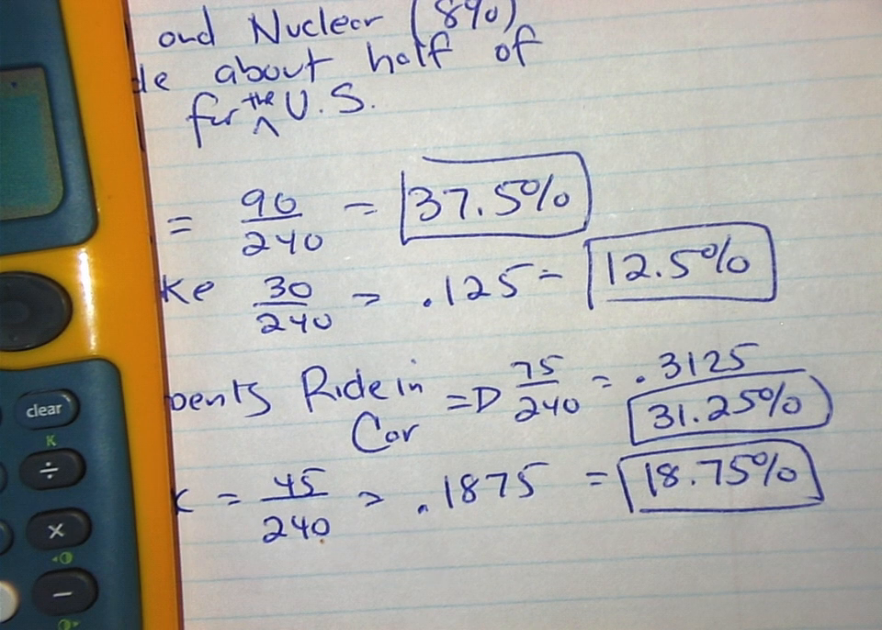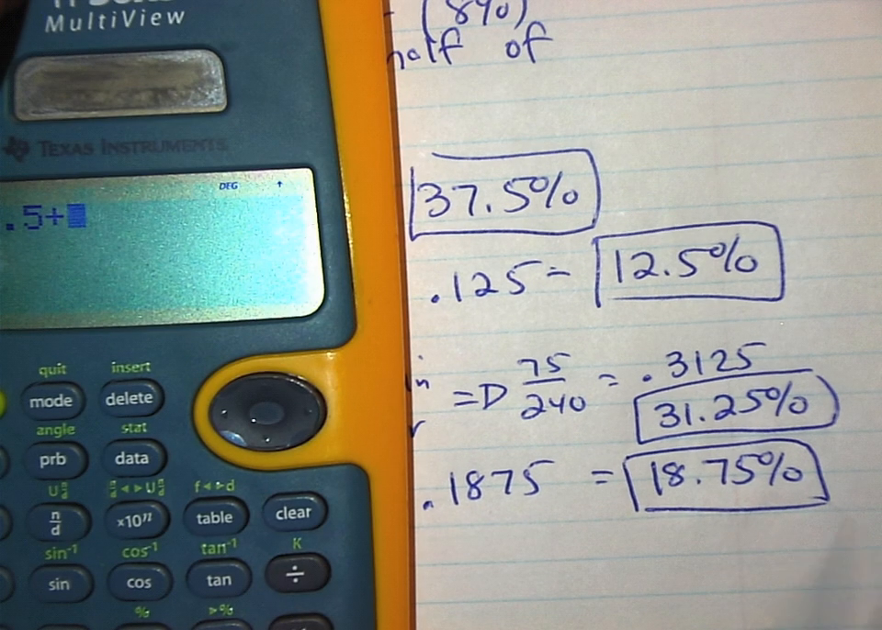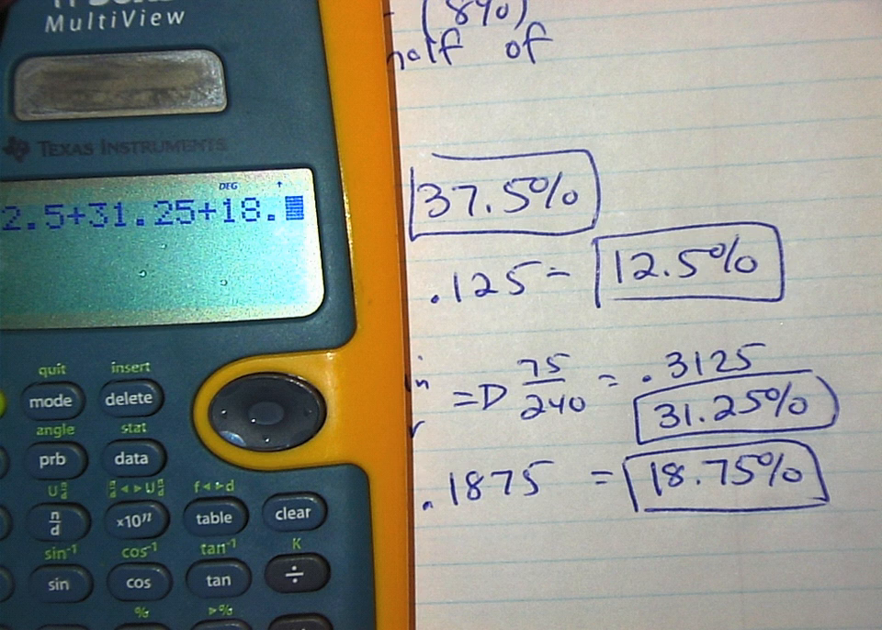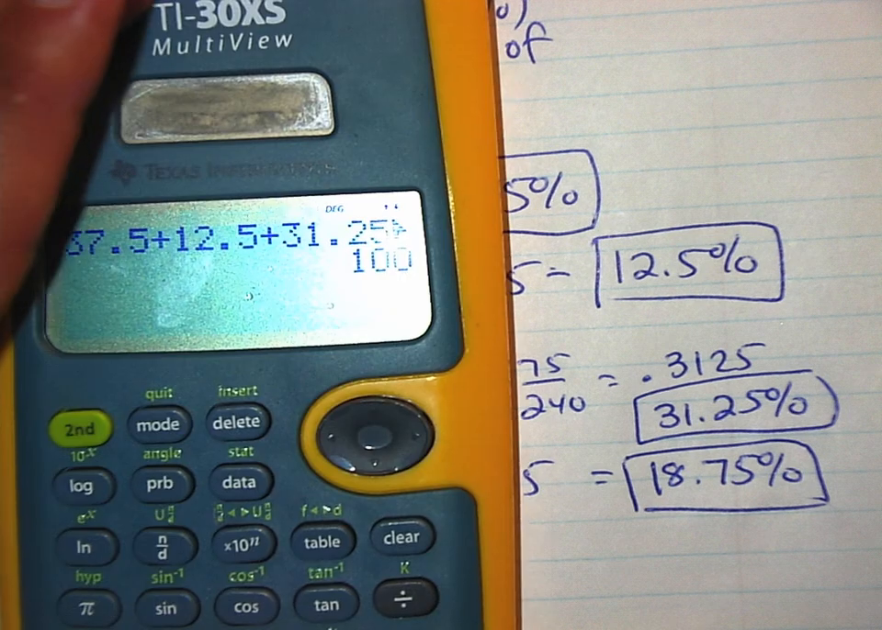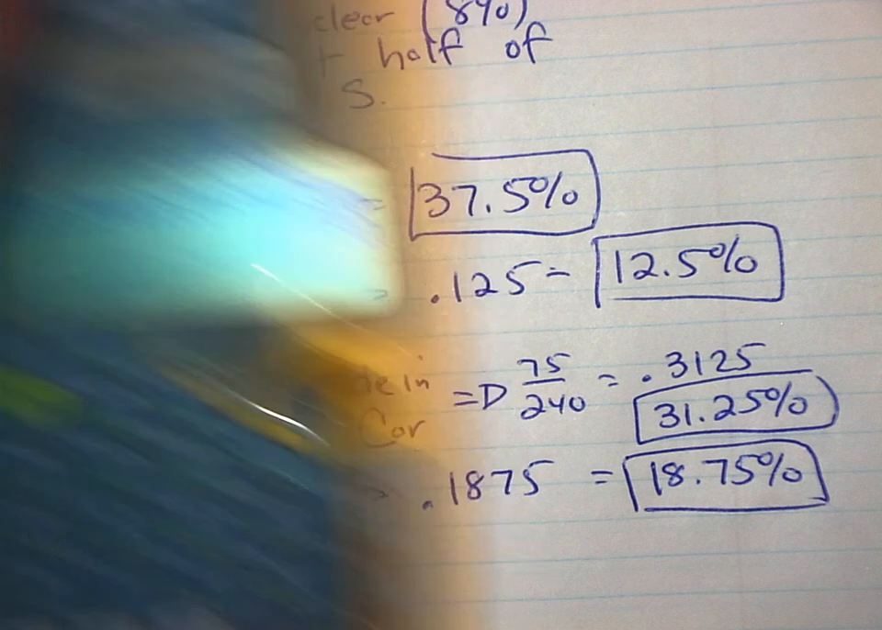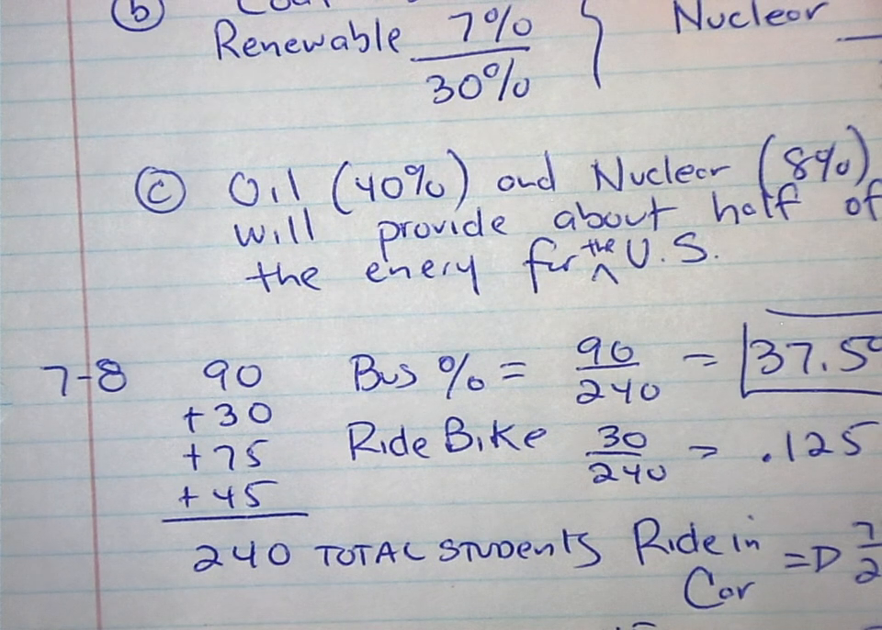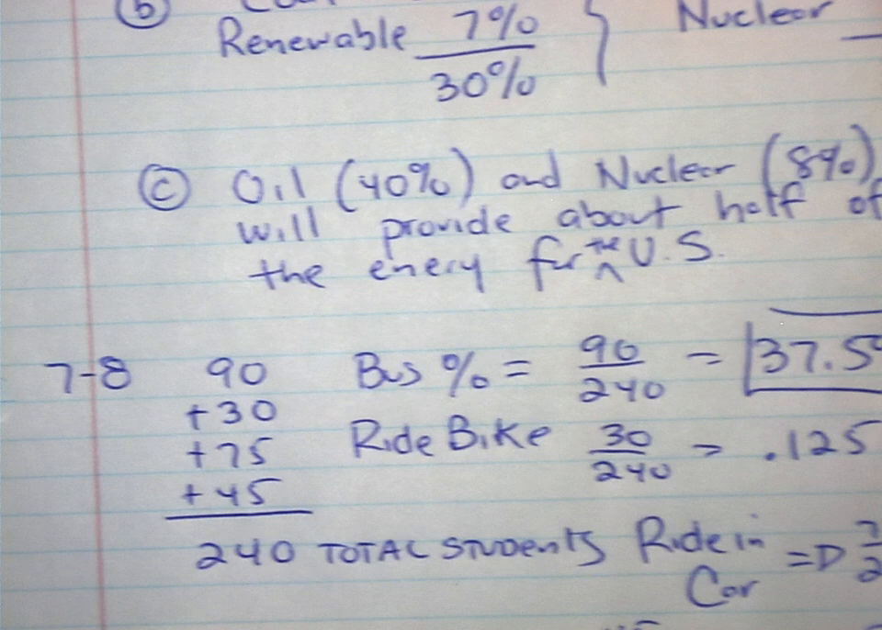37.5 plus 12.5 plus 31.25 plus 18.75, and that is correct, 100. All right, cool. So now what we need to do is the graph. It says do the circle graph. And where's the circle graph?